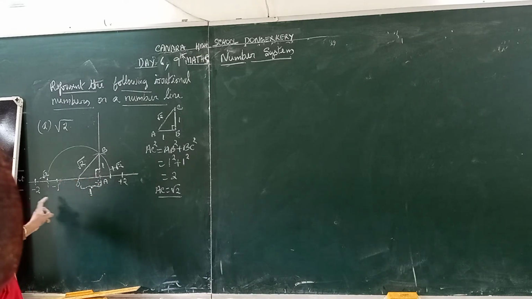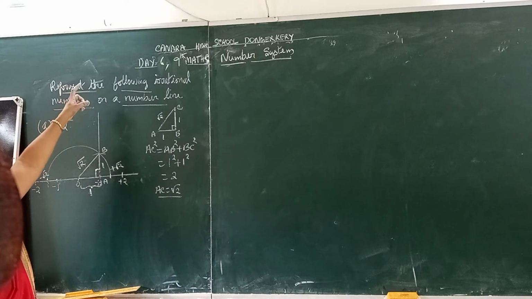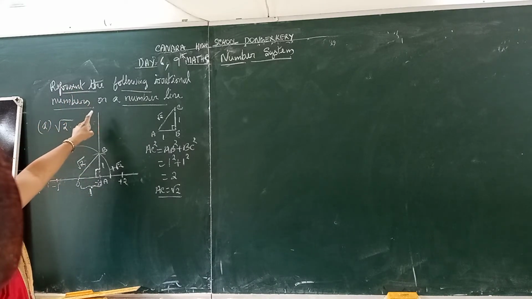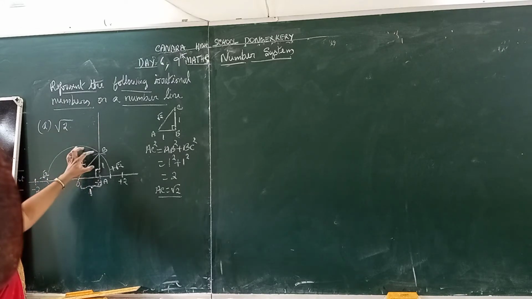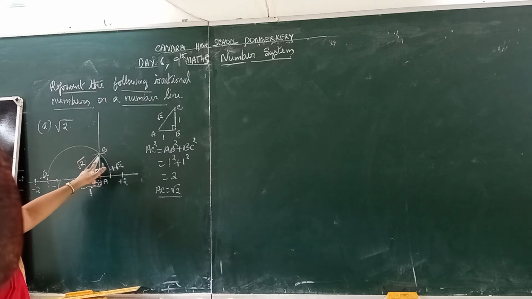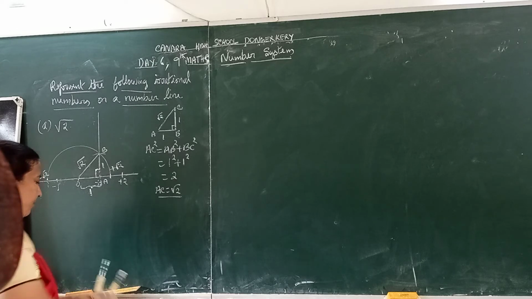First number line, then the markings in inches. Draw one perpendicular line at 1 inch. Then take the same length, 1 inch, on the perpendicular line. Join 0 and B, that is root 2. Is it clear to everyone? Now let us move on to root 3.